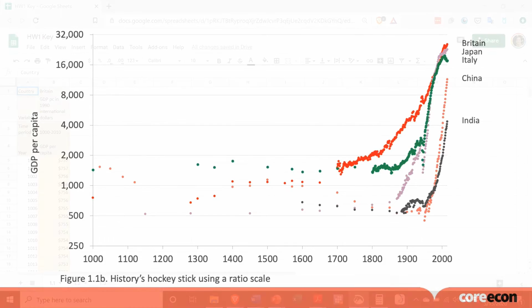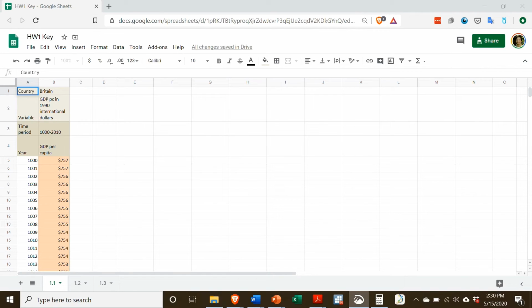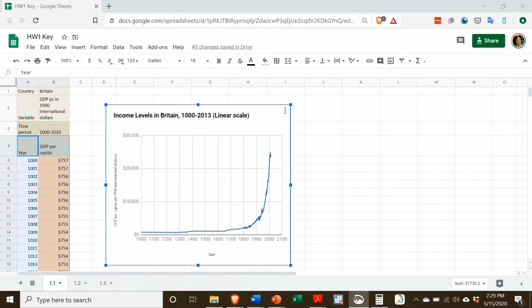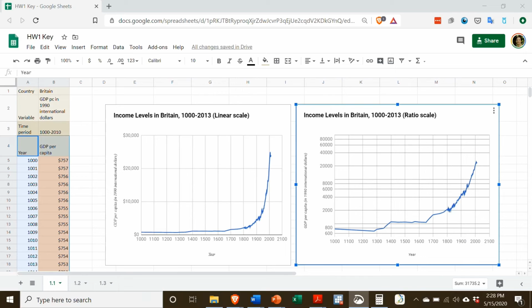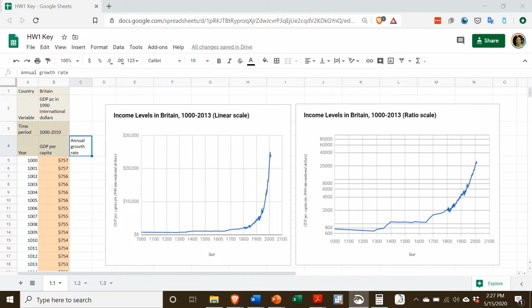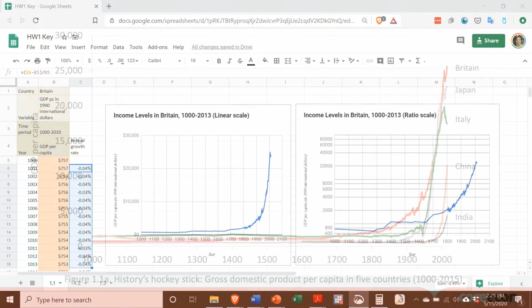I also have my students, in the first week of class, work with some data themselves: pick a country using data that CORE provides, and use that data to make their own hockey stick figure on a linear scale and also on a ratio scale, and also to use the equation to calculate annual growth rates, not just for a single year, but for 1,000 years of data.